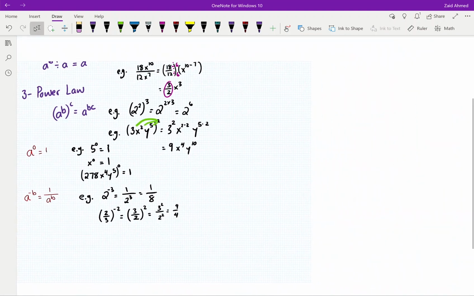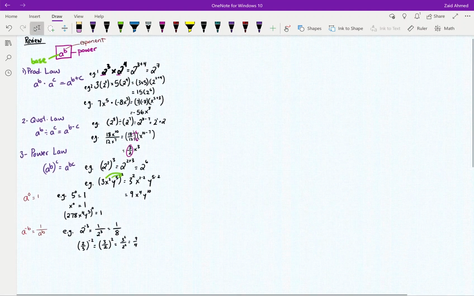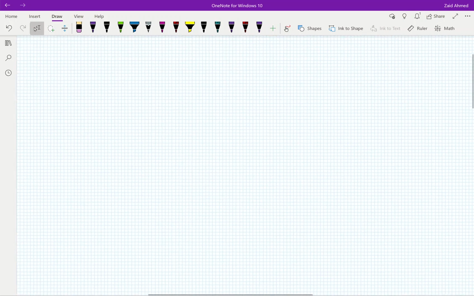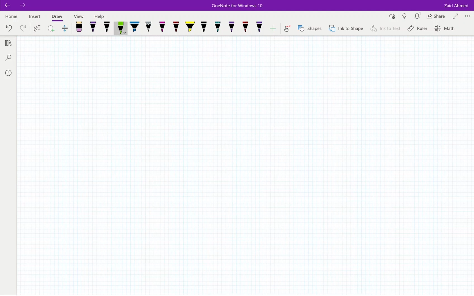So that is pretty much all the things that you need to know for the exponents. The next thing that we will be looking into would be understanding the Pythagorean theorem. So in order for you guys to use the Pythagorean theorem, you need to make sure it is a right angle triangle. If it is not a right angle triangle, you cannot use the Pythagorean theorem.